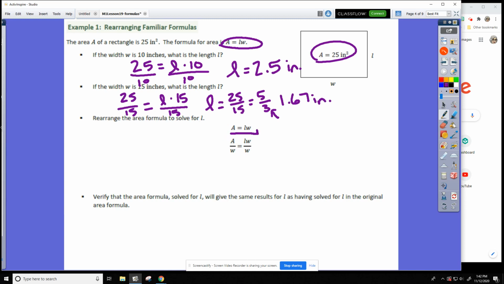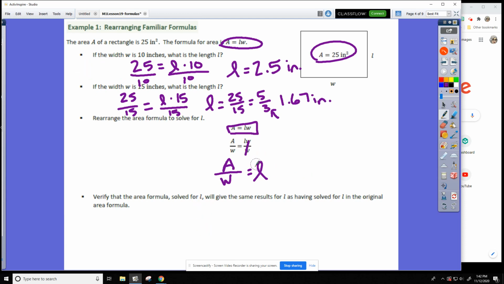Okay, so let's rearrange this for L. This is our formula. Oops, we want L. We're trying to solve for L. So here's the L. We're going to divide by W. So I get area divided by width is length. Area divided by width. So let's do this first one again.